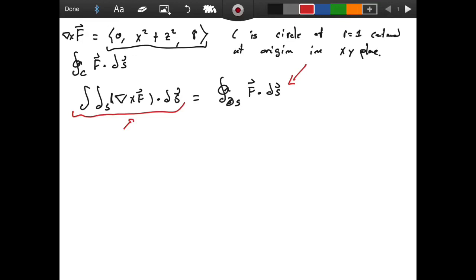Now notice in this problem, what are we given? We're given the curl of f, and we're given the curve over which we want to find the line integral. In other words, the surface S is not explicitly given. So basically, we need to find any surface whose boundary is the circle of radius 1 centered at the origin in the xy plane. Now, one such surface would be the top half of the hemisphere of radius 1, but that's not the best choice.